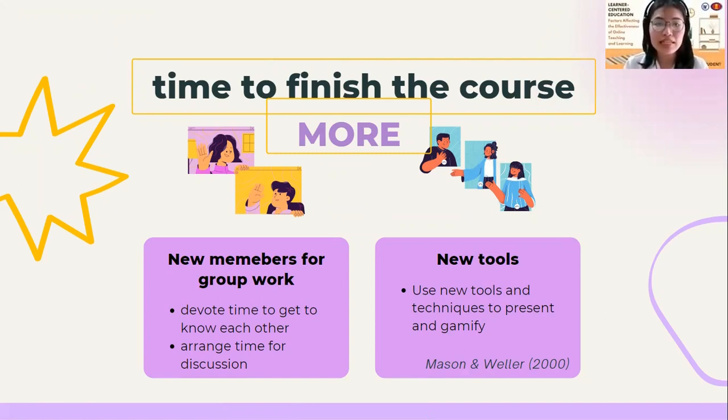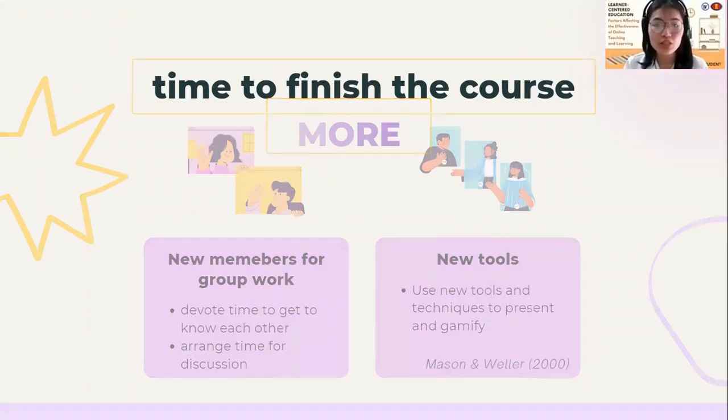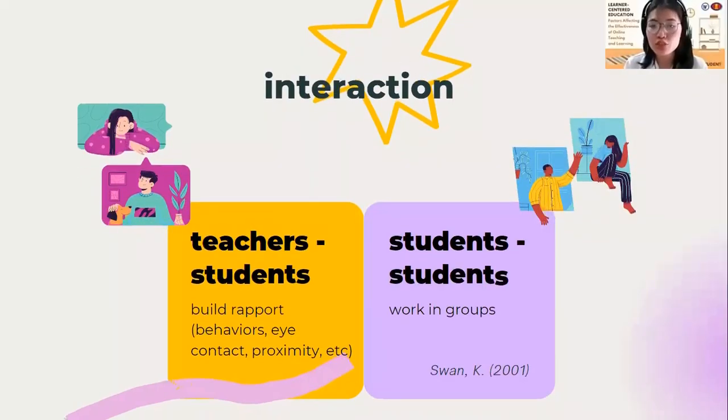The last point is the interaction between teachers and students, and between students and students. The teacher's behaviors, proximity, and eye contact are difficult to fully express, leading to a lack of rapport in class, and it is also important to know how to group students for group discussion in class. Yes, this is my answer.